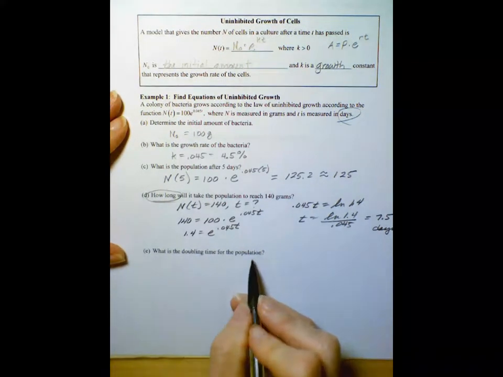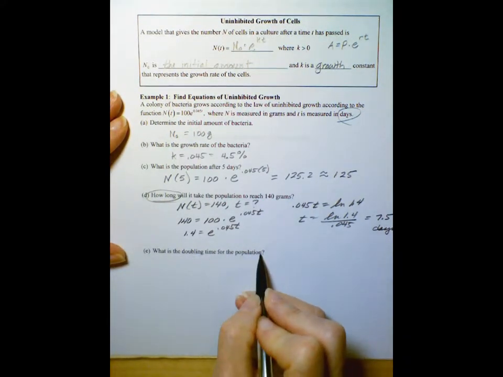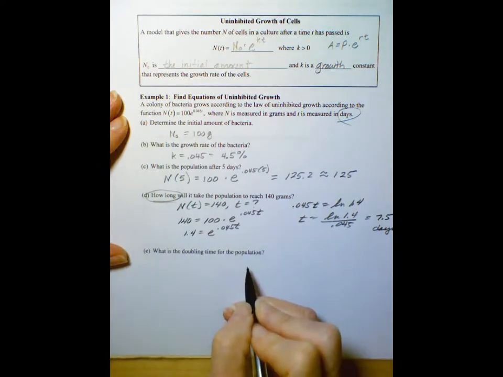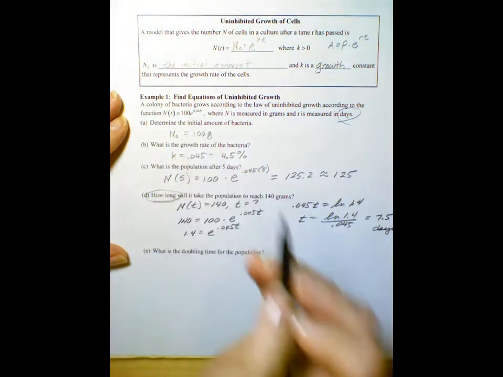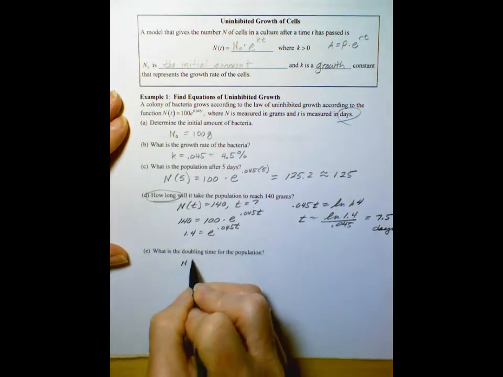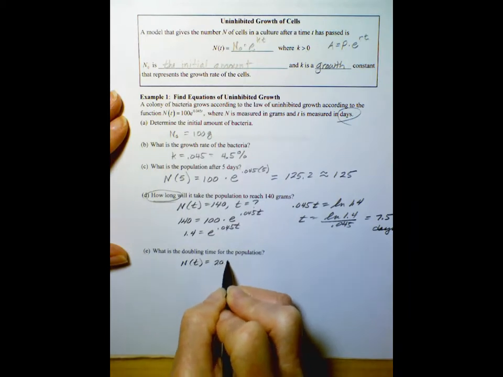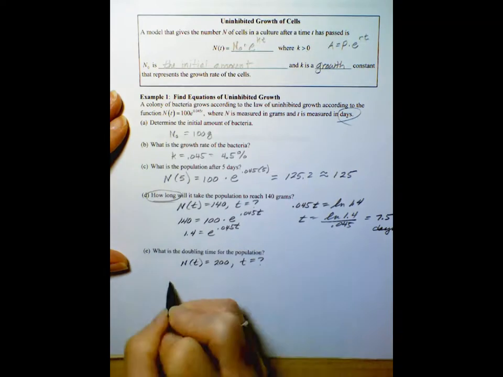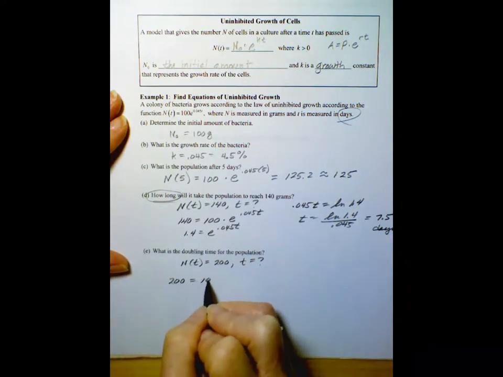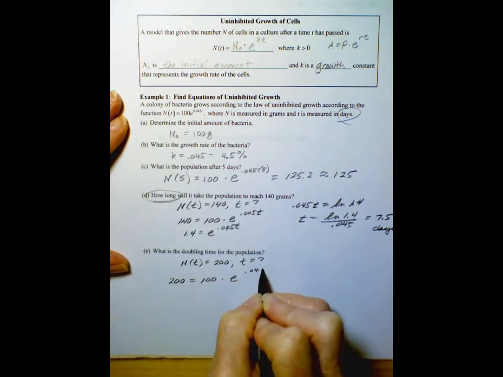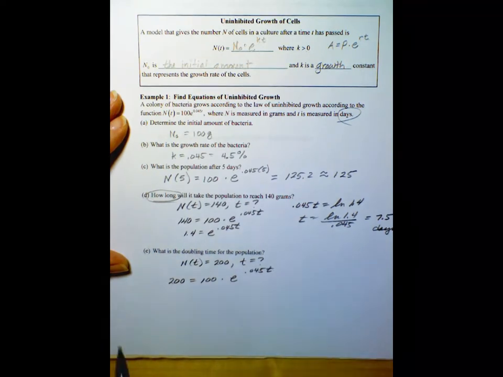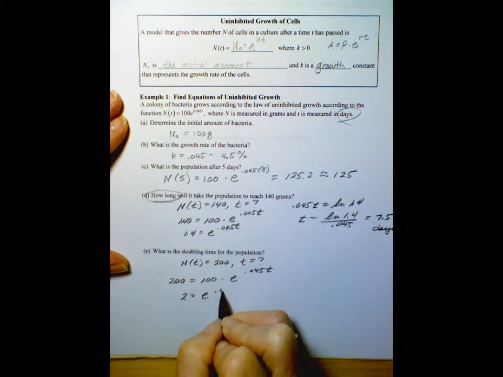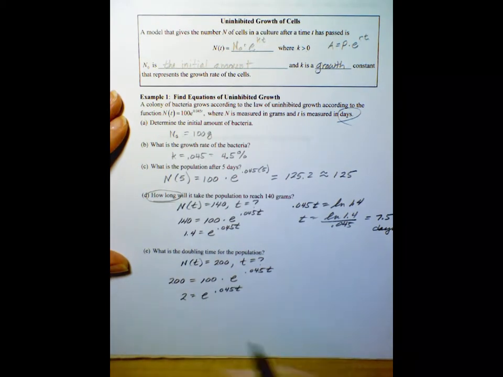What is the doubling time for the population? Okay, so it says we're going to double our original amount. Well, if you know the original amount, which we do, then we know that N of t would be 200 when we've doubled it. So what's t when that happens? Get the exponential by itself, divide by 100. Write it as a log.